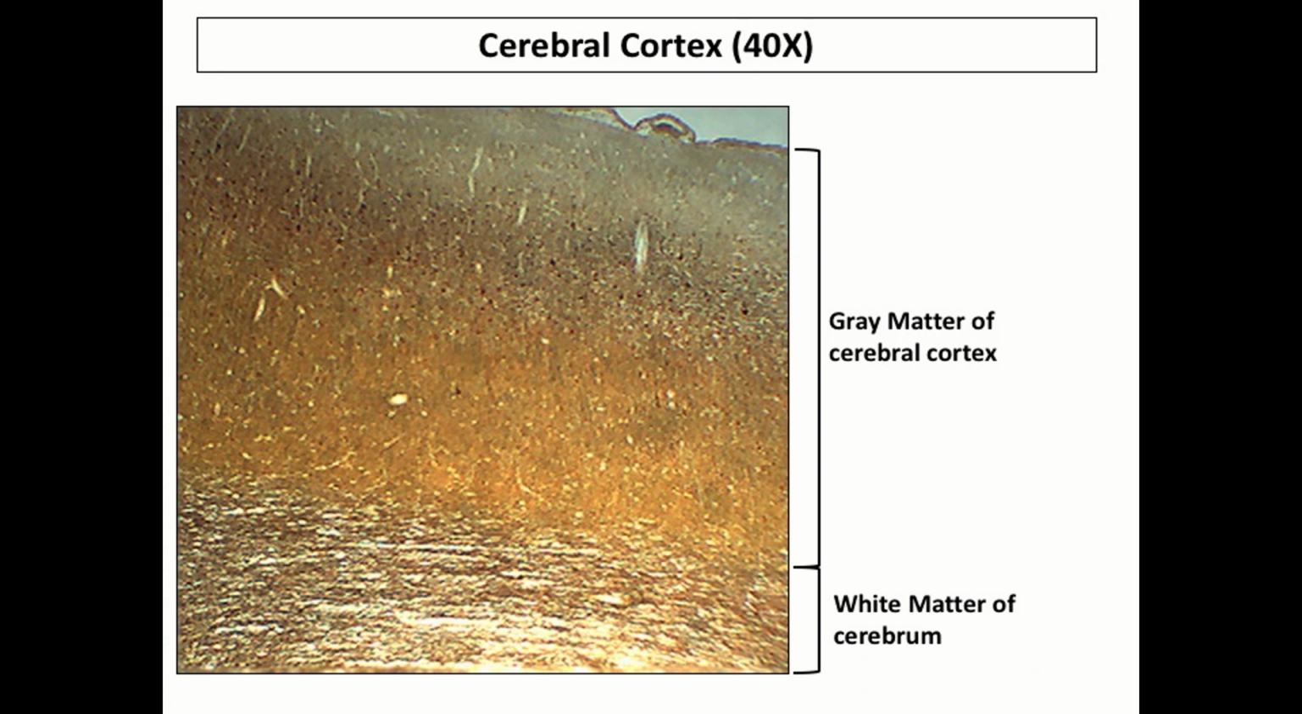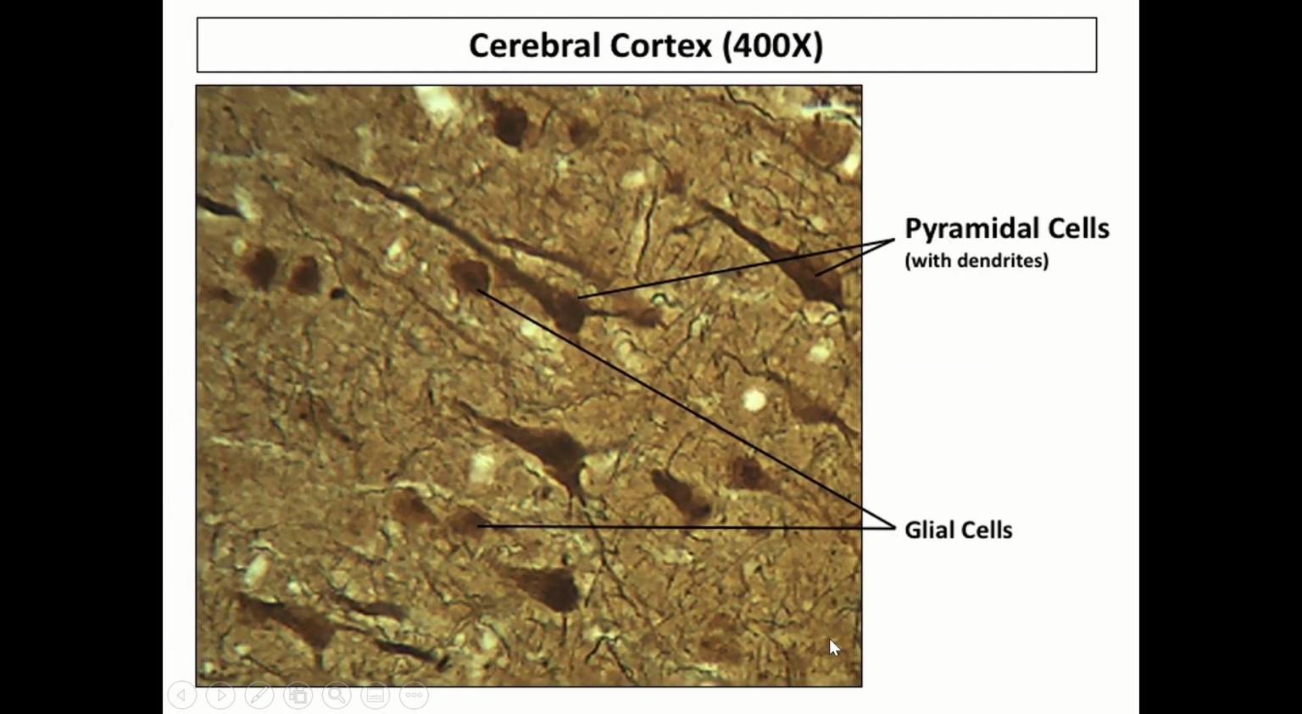The last slide that you'll be looking at today is of the cerebral cortex. Again, remember, this is the outermost region of the cerebrum, and it's comprised primarily of gray matter. As you begin to view the gray matter of the cerebral cortex, you'll actually see that the cells here are multipolar with a number of different projections coming off of each one, and that just below this you would see the white matter of the cerebrum.